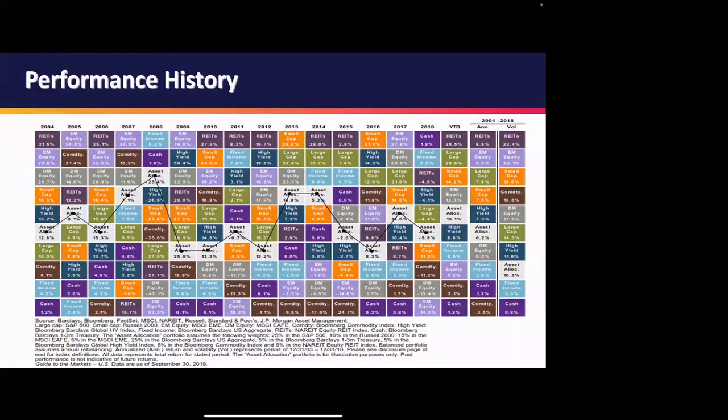It was up 31.6% in 2004, followed by emerging market equity, domestic equity, small cap stocks, high yield bonds, large cap stocks, and so on and so forth. The white square is if you just had an asset allocation portfolio where you had a little bit of weighting in all of these different portfolios. And as you can see, if you go year to year, not the same asset class was the best.